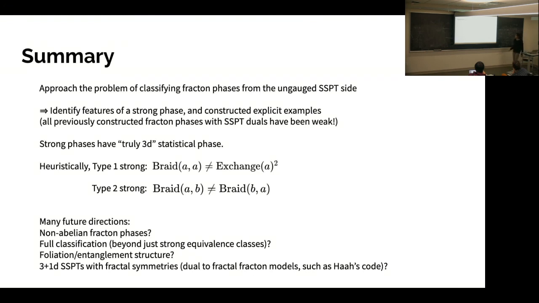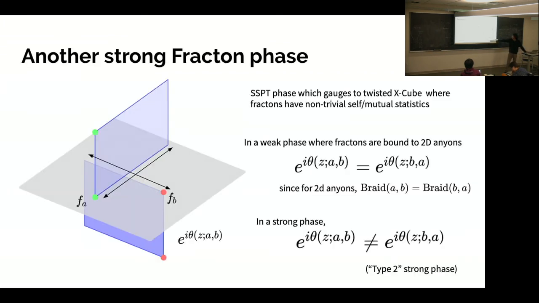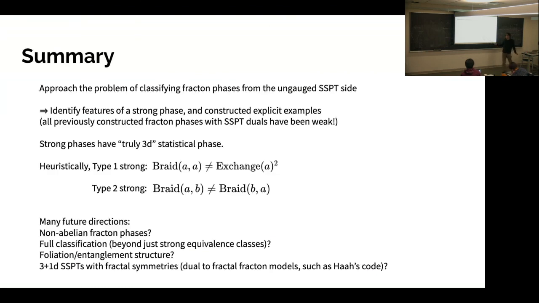Okay. So let me just quickly summarize. I'm out of time. I've approached this problem of classifying fracton phases by looking at a subset of fracton phases that happen to be more tractable than the whole class of fracton phases. And this is done by looking at their ungauged SSPTs. And so I've identified what are signatures of strong phases and constructed explicit examples. I also have an example that does this, but it's more complicated. And what you find is that in these strong phases, these quasiparticle excitations have some truly 3D statistical phase.